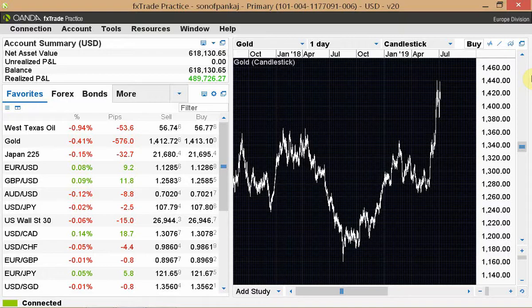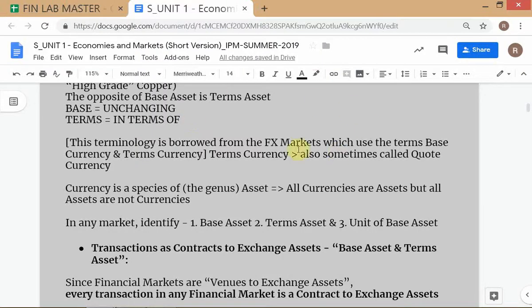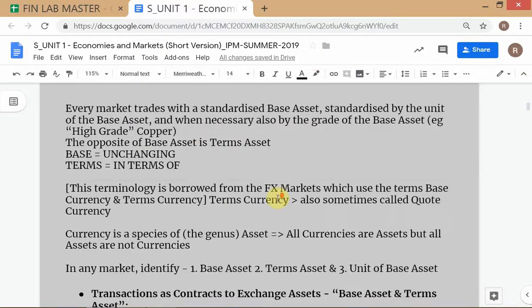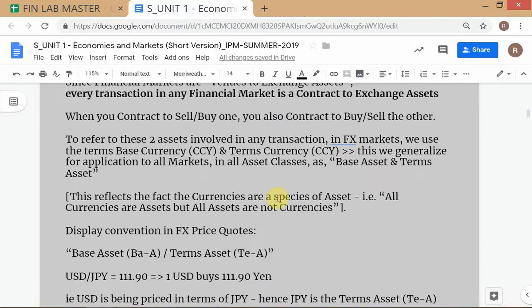So you see in your notes on base asset and terms asset, maybe I have not put that here.